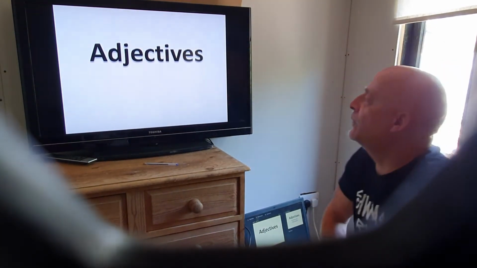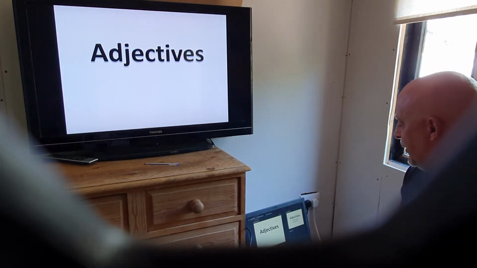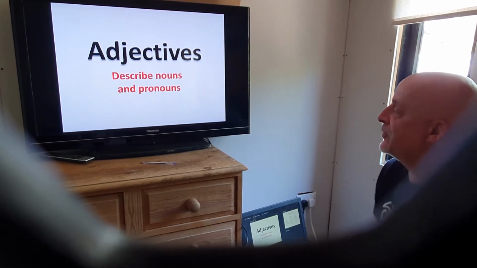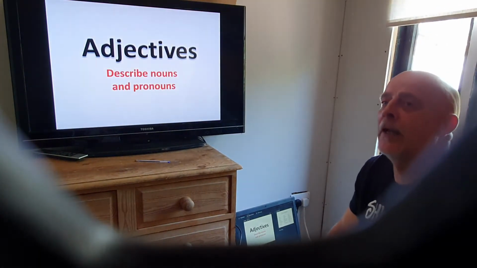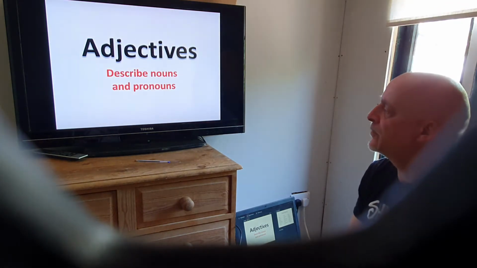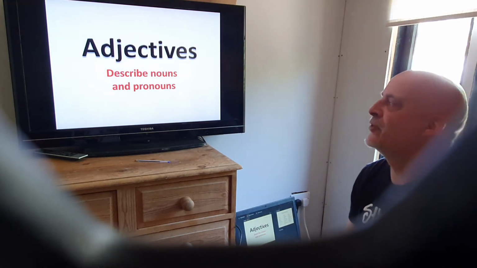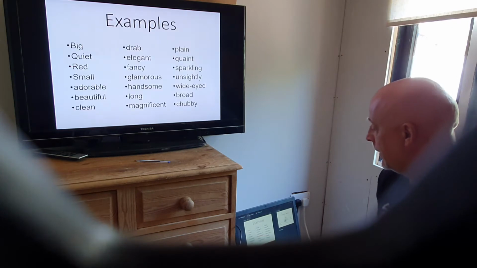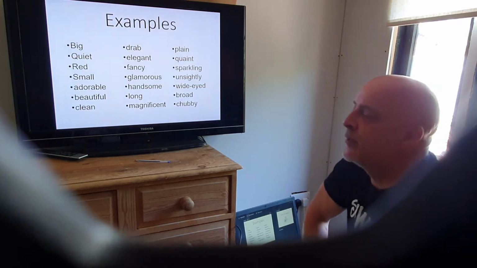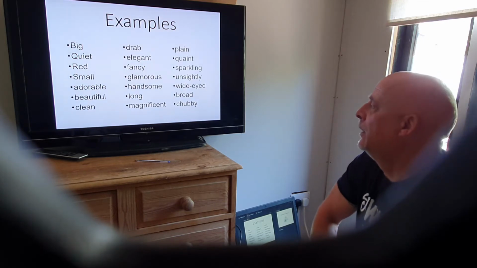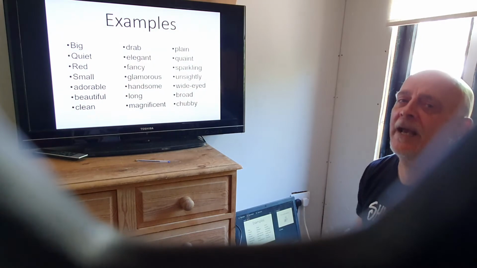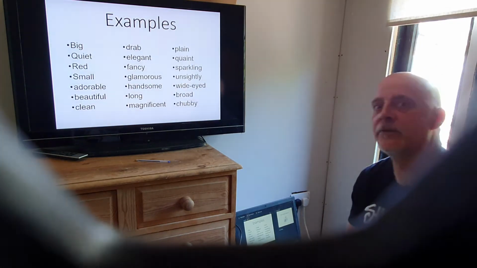Okay, so having looked at those, we're going to move straight on to adjectives. And adjectives are there to describe nouns and pronouns, which we'll come to in a minute. So it adds a bit of information, the adjective. There's some examples. Something can be big, it could be quiet, it could be glamorous or handsome, it could be plain, sparkling, all sorts of things. It adds some information in terms of description.